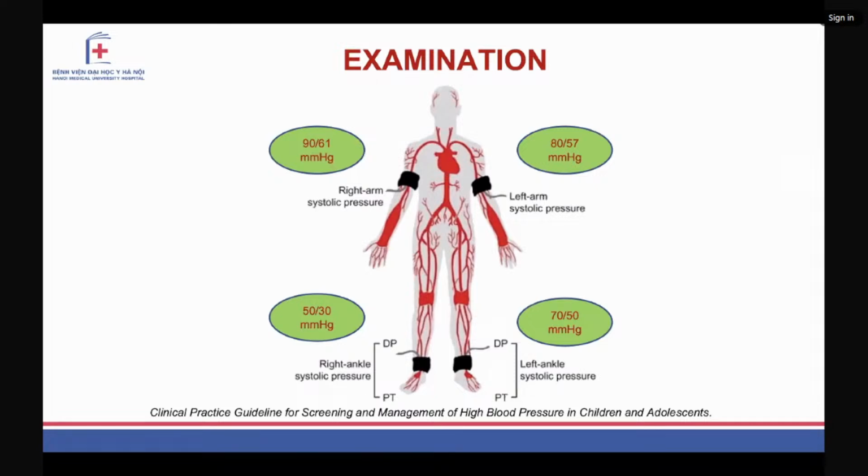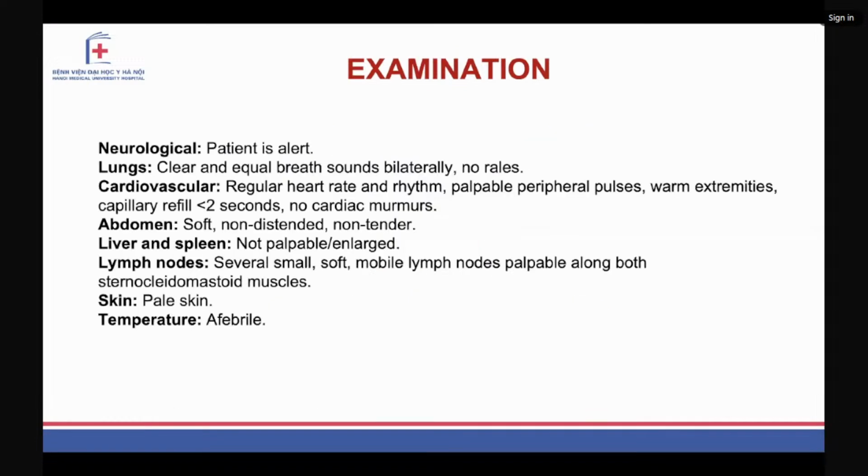And here we present the four-limb blood pressure measurement of the patient. Normally, systolic pressure in the lower limb should be higher than in the upper limb. But in this patient, this pattern is reversed, where ankle pressures are lower, indicating impaired arterial perfusion and is highly suggestive of large vessel involvement, possibly due to Takayasu arteritis. On general examination, the patient was alert, with no fever, and other findings were normal.